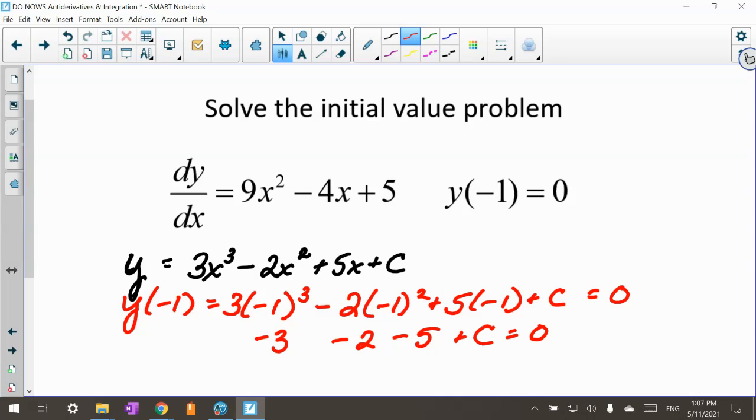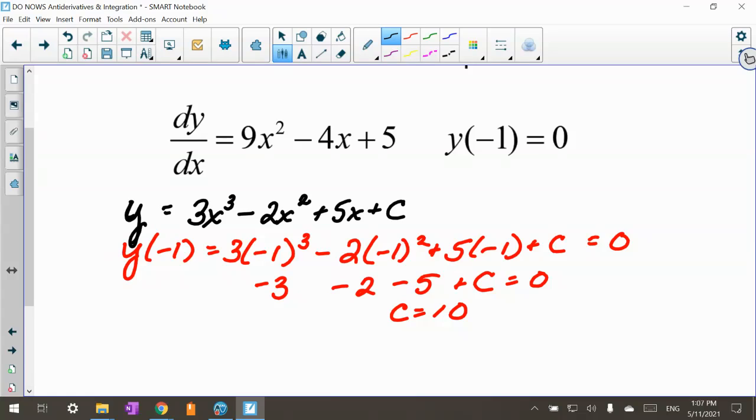And when I put all these together, I get a negative 10, and I move it to the other side, so c is 10. So my y function is really y equals 3x cubed minus 2x squared plus 5x plus 10. So there's my original function.